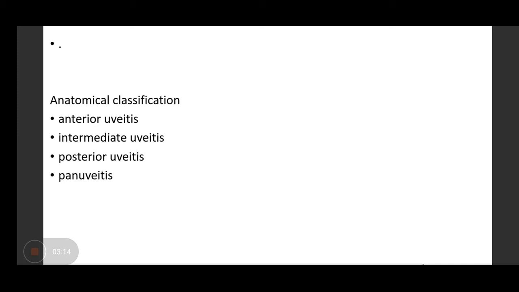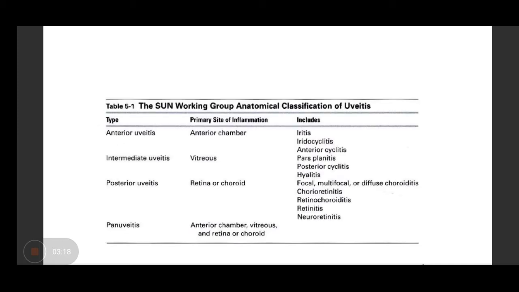This is based on the anatomy. So anterior uveitis, intermediate, posterior, and pan. Anterior uveitis will have the primary site of inflammation in the anterior chamber, and this may include iritis, which is the inflammation of the iris, iridocyclitis, inflammation of iris plus the ciliary body, and anterior cyclitis, which is the inflammation of the ciliary body only.